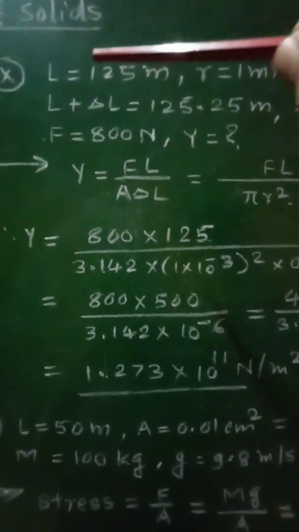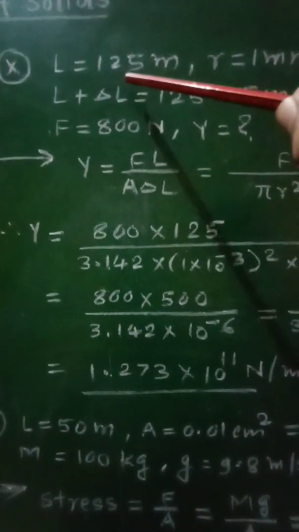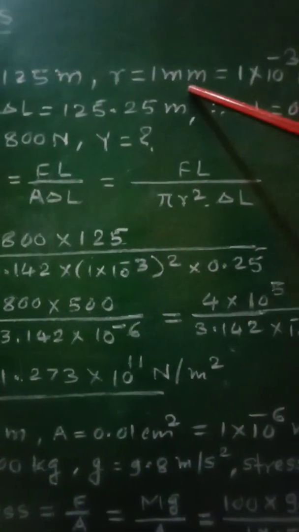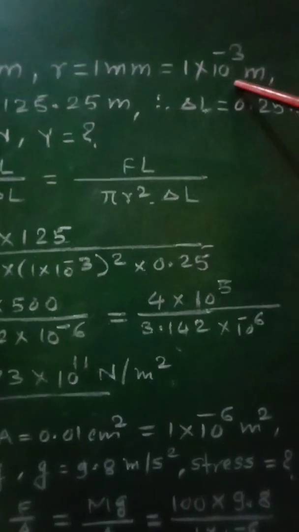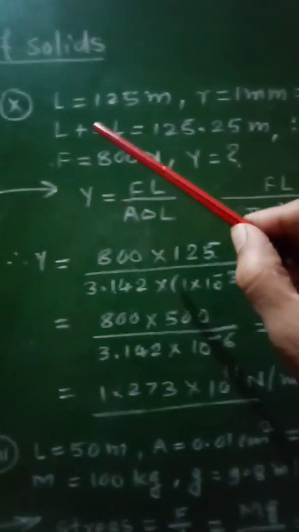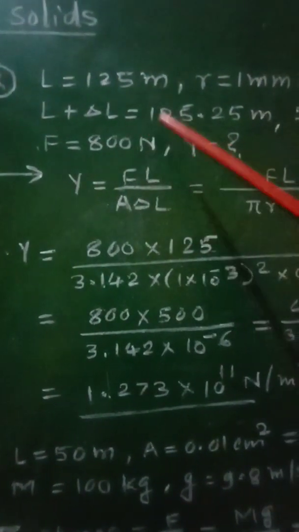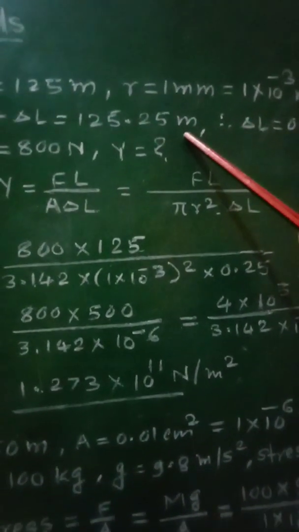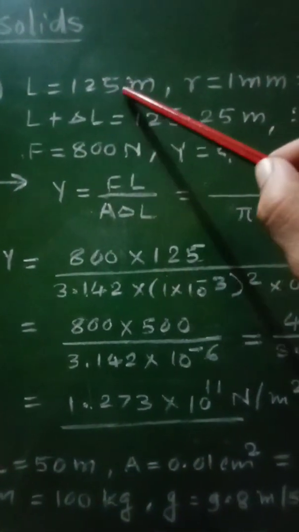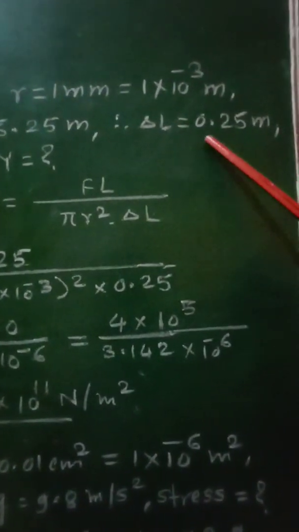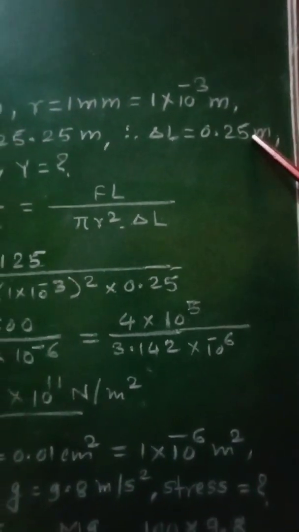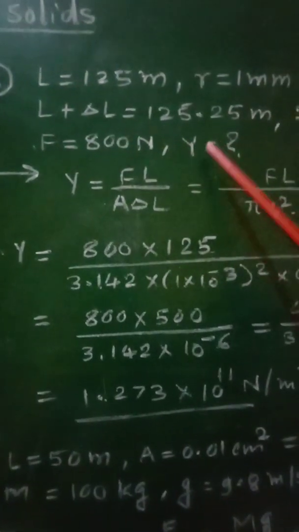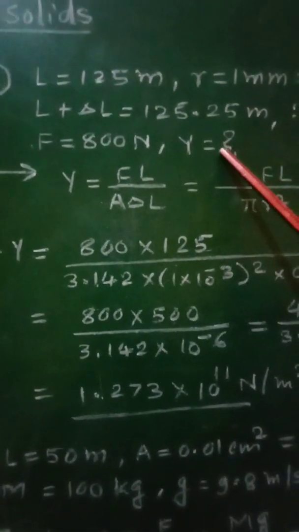So given data is length L is equal to 125 meter, radius R is equal to 1 mm, that will be equal to 1 into 10 raised to minus 3 meter. Then L plus delta L is given as 125.25 meter, and therefore as L is equal to 125, delta L will be equal to 0.25 meter. Then applied force F equal to 800 Newton, and we have to calculate Young's modulus Y.